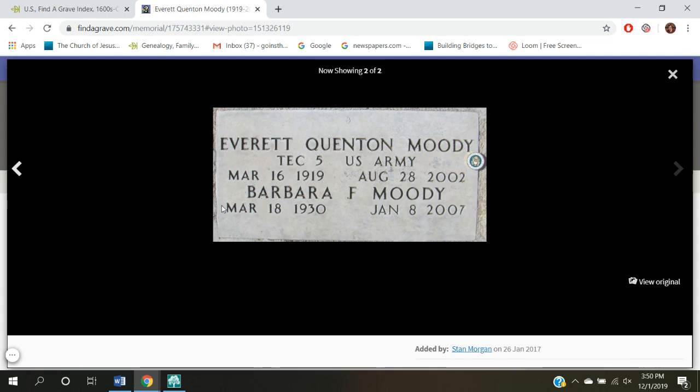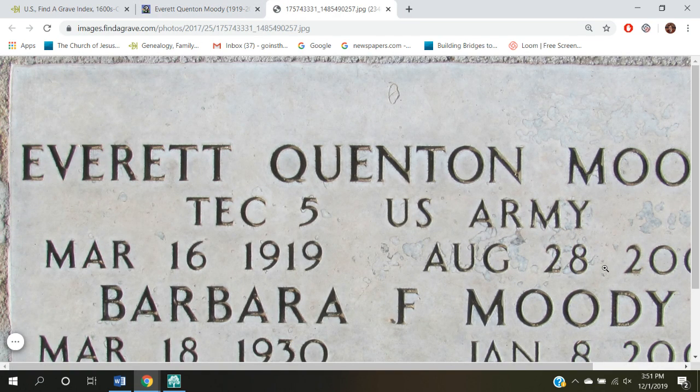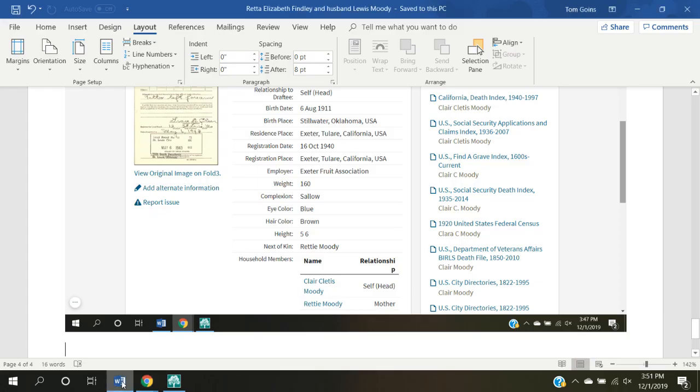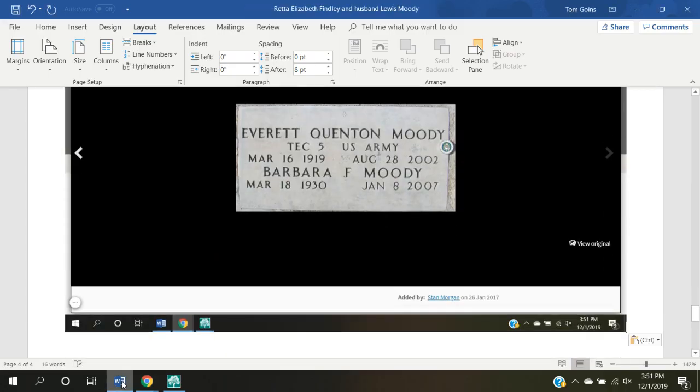This is just the flat part that was carved on the headstone. Somebody took a picture of it and then they cropped it. So here we've got Everett Quentin Moody. Very obvious that it's a Q. And I just blew up the picture to make it look bigger. So here it is. Now I'm going to go ahead and take a print screen of this image and put it in my document as evidence that it wasn't Everett G, but it was Everett Q as their youngest child so far.